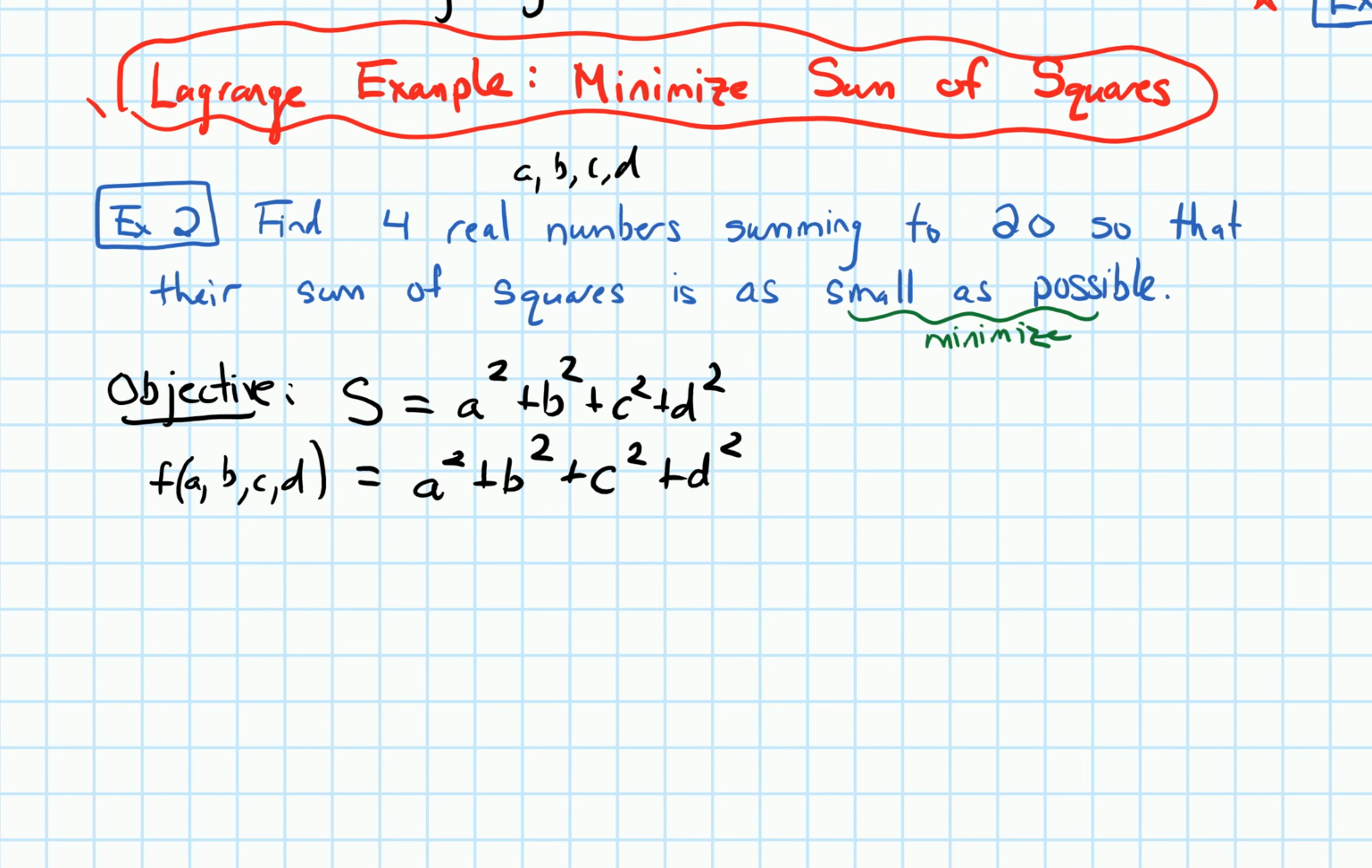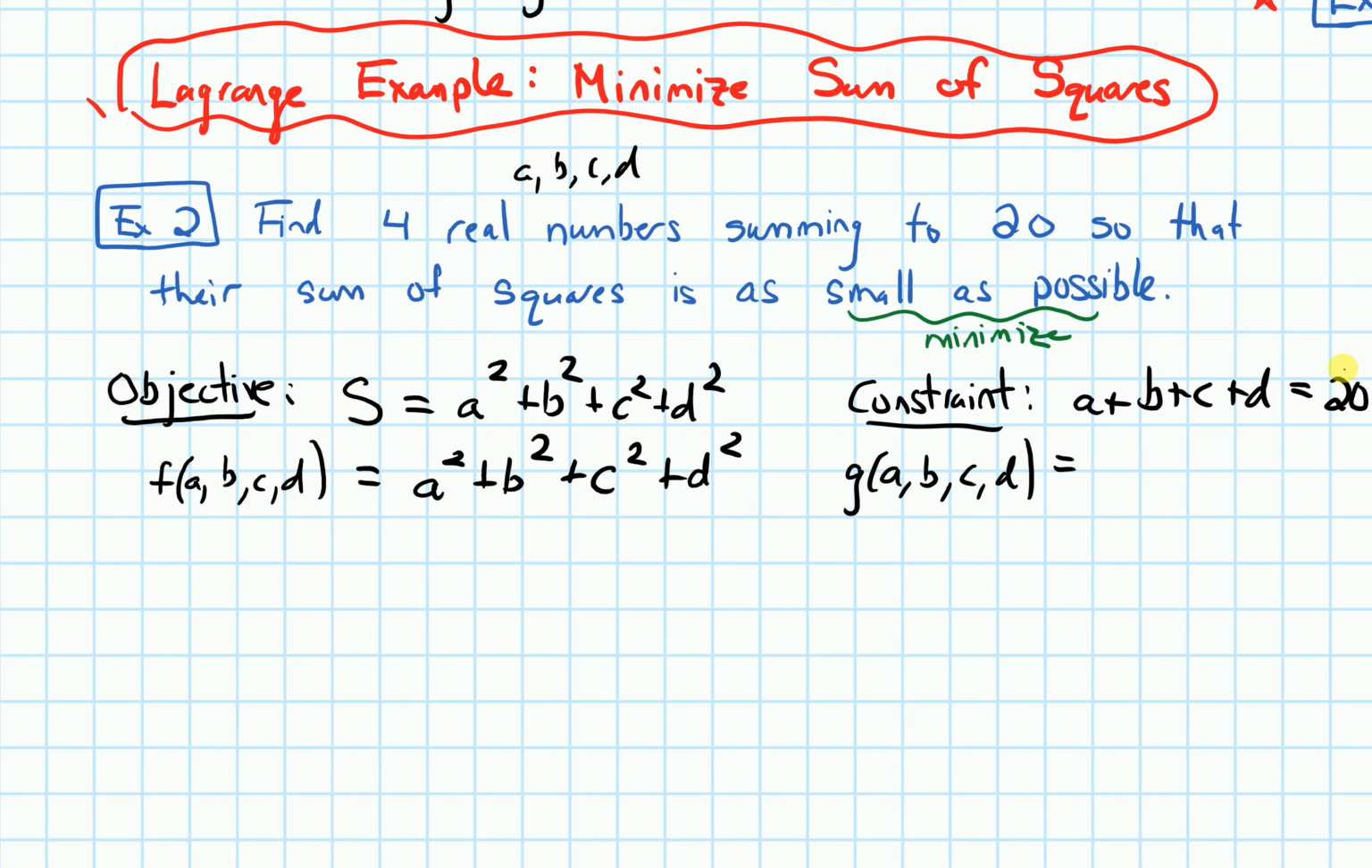Okay, but we also have a constraint in this problem. The other piece of information the problem tells me is that these 4 numbers sum to 20. So that means that A plus B plus C plus D, their sum, is 20. So we can move everything over to one side and get our function g. So g of A, B, C, D, if I move everything over to one side, would be A plus B plus C plus D minus 20. Remember, that was our convention for attaining the function g.